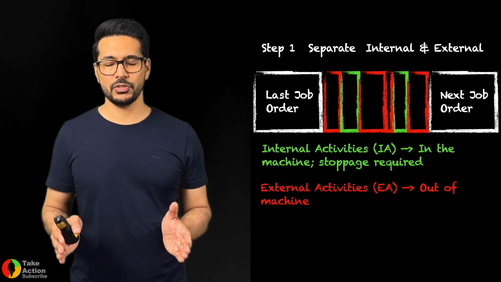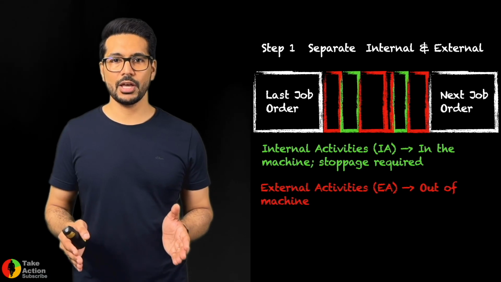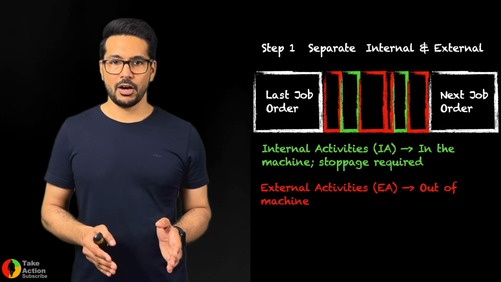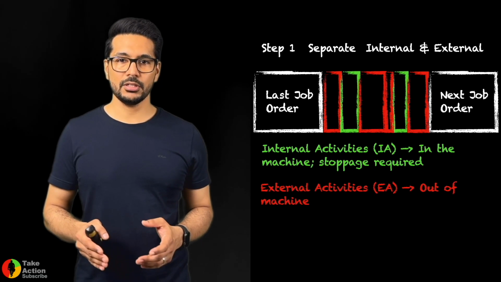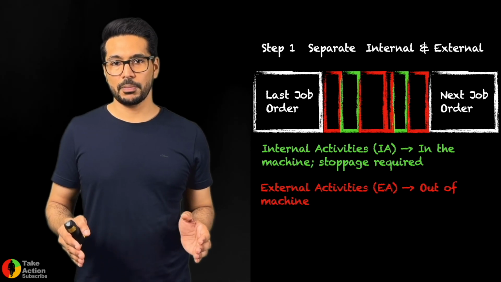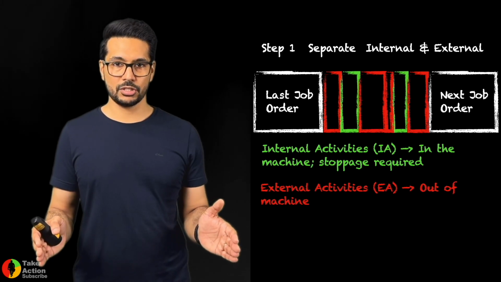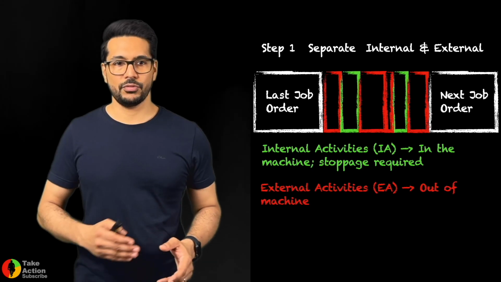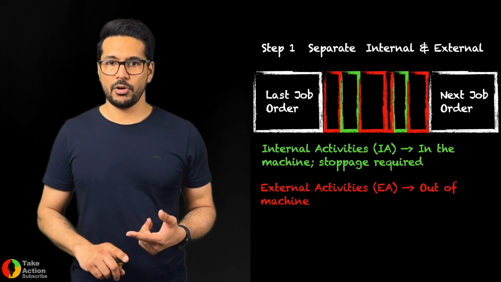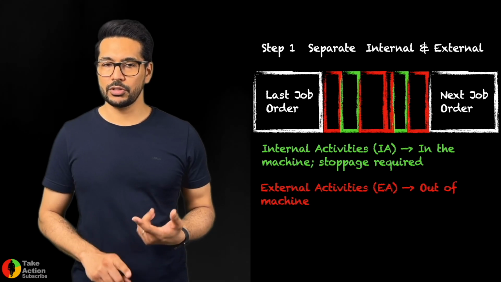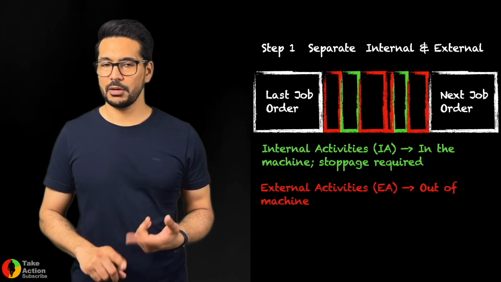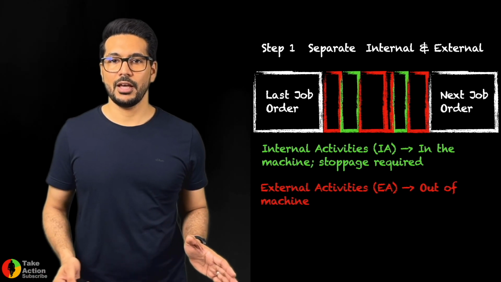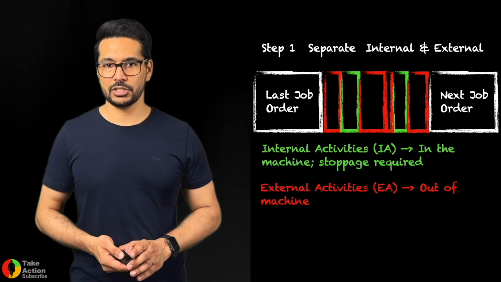All the activities which are done in the machine, or for which we have to stop the machine in order to perform them, are internal activities. All the activities which we perform when the machine is stopped but which are outside the machine, like filling the job order number in the batch book, entering the data in the ERP system, counting the parts, transporting the parts, everything else is considered external activities.